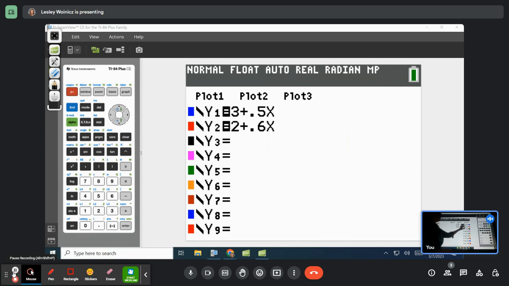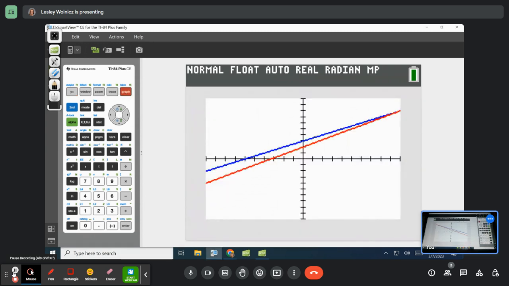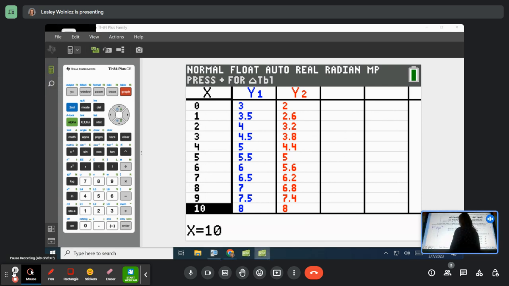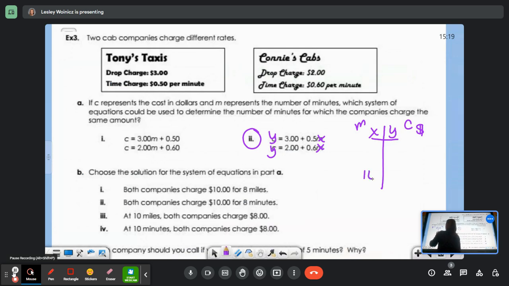Okay, so this is what I put in my calculator. And if I go to my graph, it looks like they might be intersecting around 9 or 10 or 11, but I can't really tell. It's 10. How did you guys figure that out? You go to the table. It's on paper too. Yes, way to use the answer choices. Good job. So when my x is 10, both of my y values equal 8. So I'm going to copy that into my table.